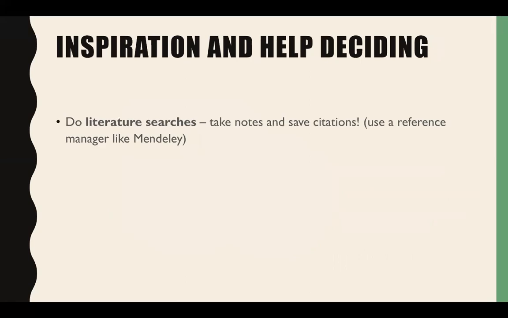So if you're still in this level 1 stage and you need inspiration and help deciding what to write on, you can do literature searches and do some reading on what people are publishing. While you do that, make sure you take a lot of notes and save citations. I recommend that everybody uses a reference manager, such as Mendeley. This will make adding the citations to your GRFP a lot easier. So I would download something like Mendeley or Zotero to manage your papers for citations. If you need more inspiration, you can ask to read your PI's grant proposals.